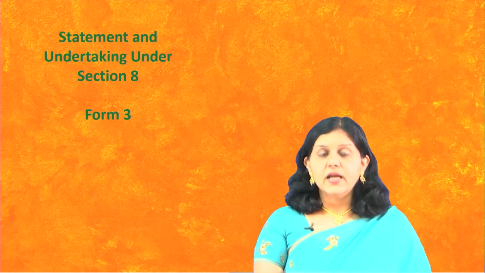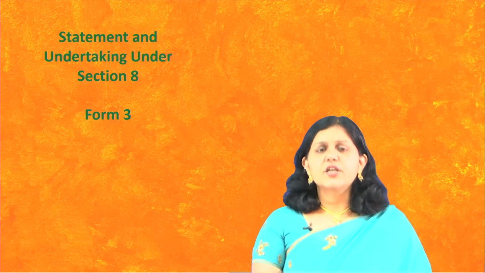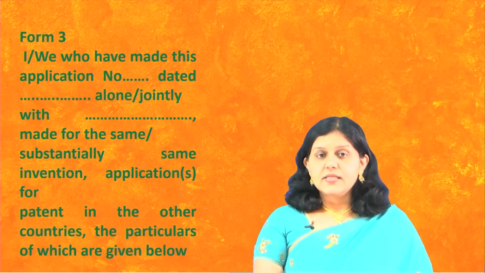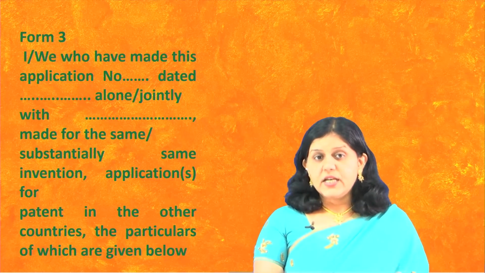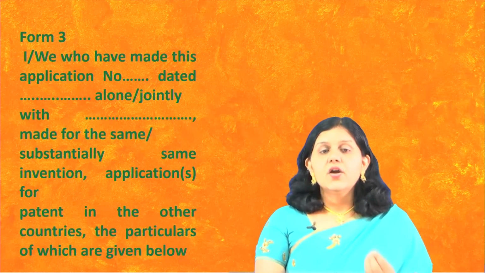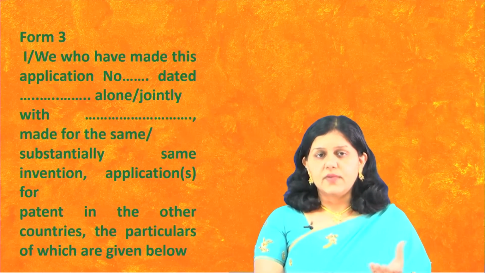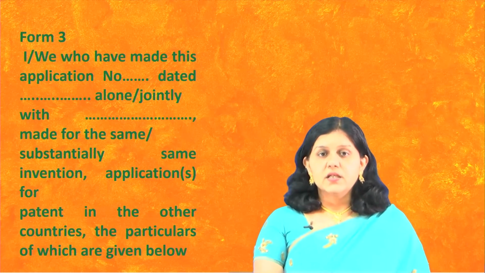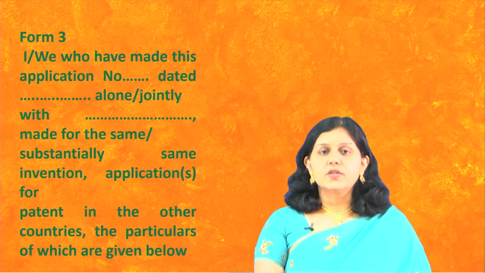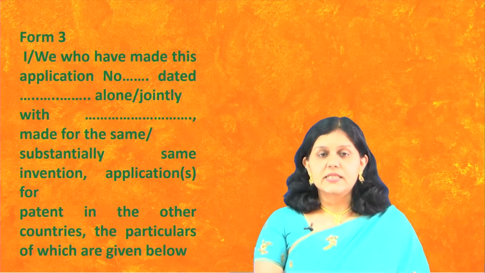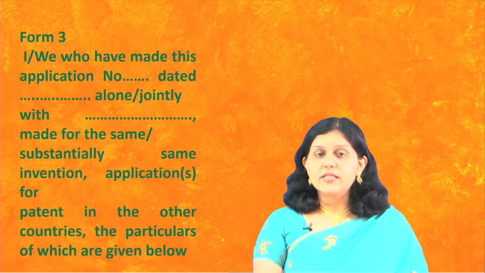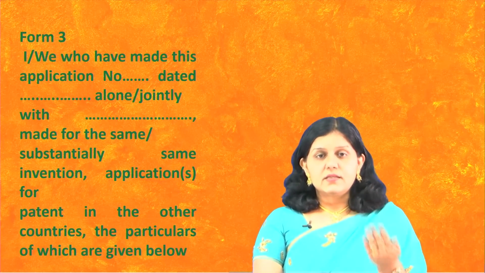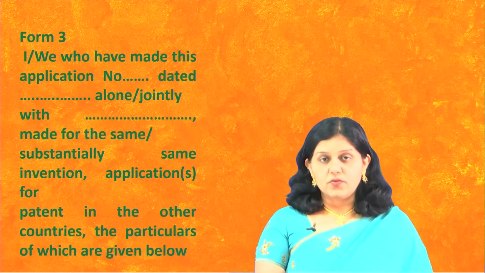The first one is the statement and undertaking under section 8, Form 3. Let us check what Form 3 is. This is a declaration. It says that I, or we, if the number of applicants is more than 1, hereby declare that we have not made any application for the same or substantially the same invention outside India. This is the declaration you are giving at the filing of the patent.